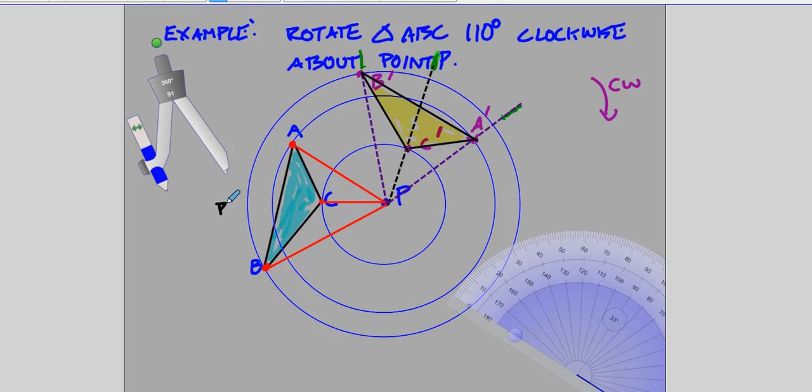So this is my pre-image. Spell it right. Pre-image is triangle ABC. So again, I'm rotating each of these points. A is rotated 110 degrees to A prime. B is rotated 110 degrees to B prime around point P, and then C is rotated 110 degrees. So then this yellow triangle is my final triangle, which is called my image. So this concludes how you do this.